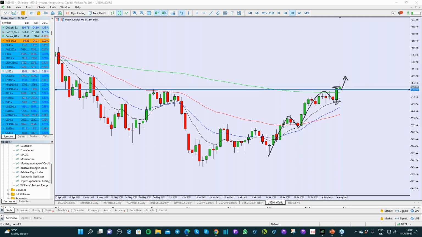So why do I want to get into the market here? I want to get into the market here with the assumption that this is going to be a higher low, because I want this uptrend to continue. I want to continue seeing a series of higher highs and higher lows.